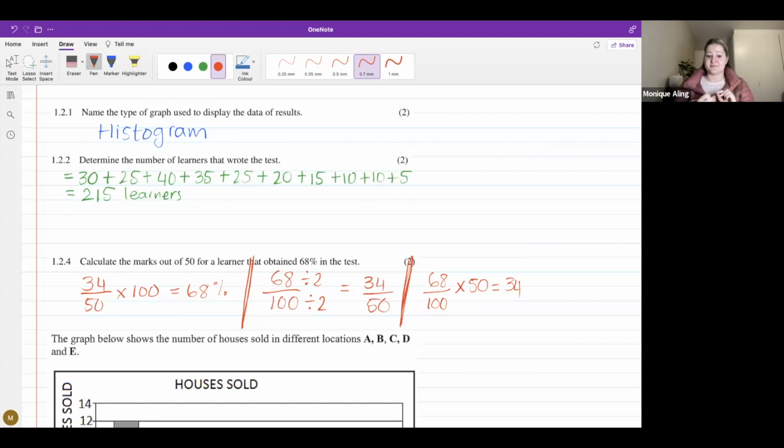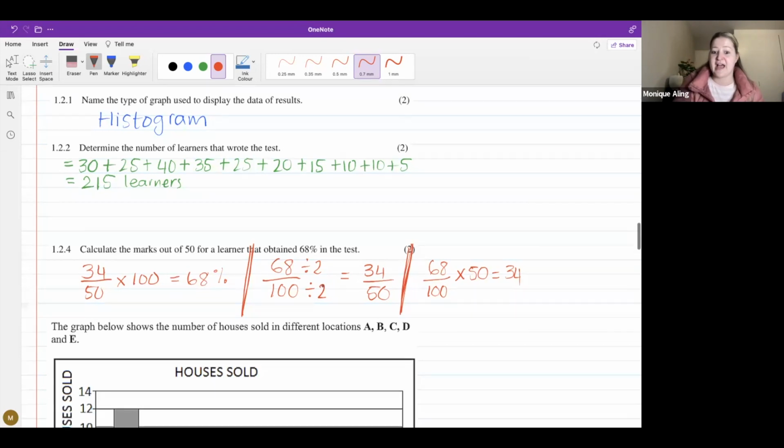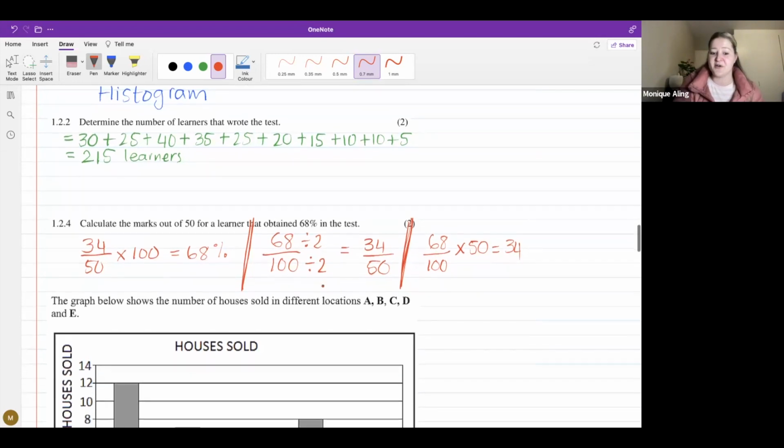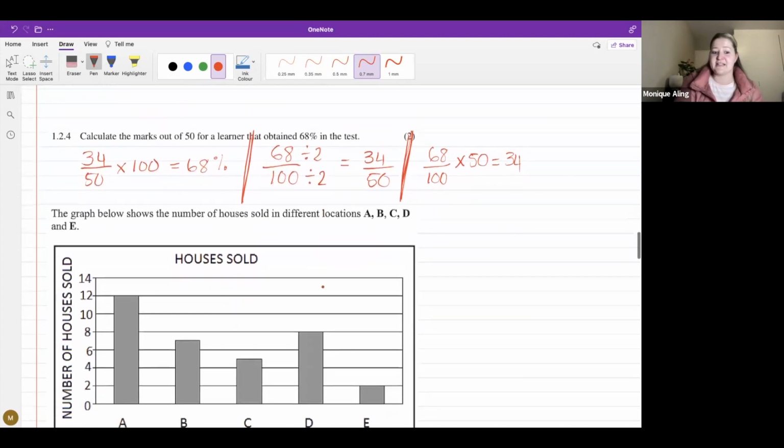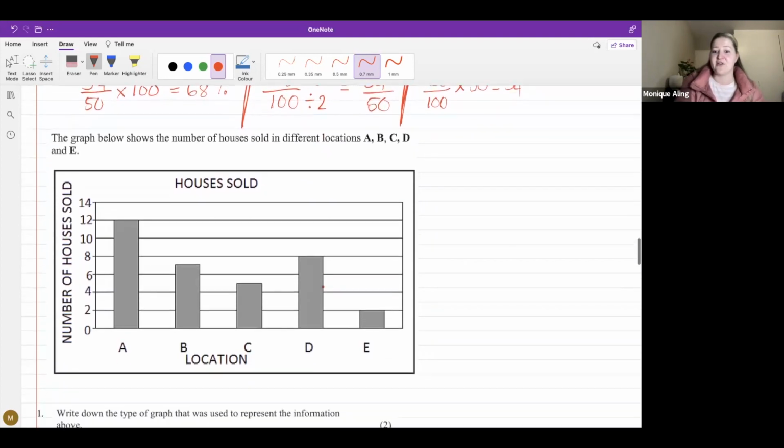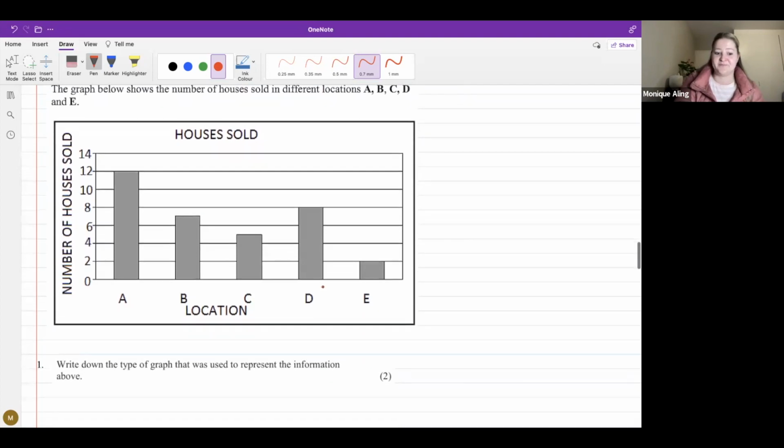Okay. So that was testing you on some percentage knowledge there. If we have any questions, let me know in the chats. But let's have a look at our next question. Oh, we got another graph.